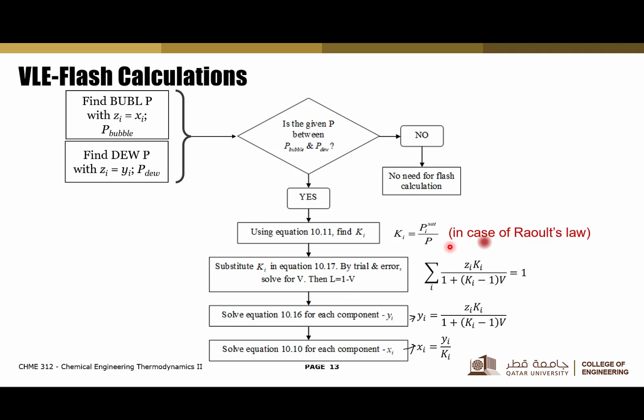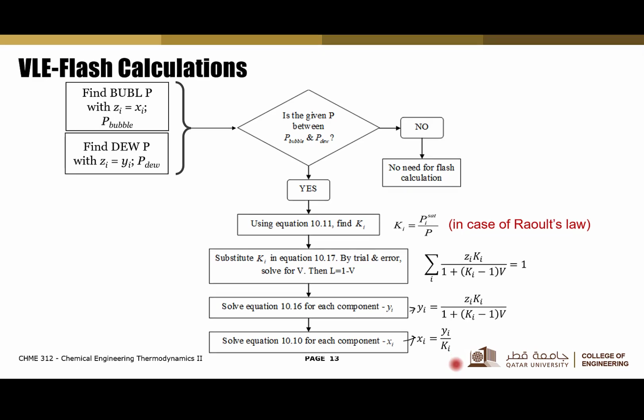Okay? So this expression, again, you have a sum of multiple components, and you're trying to find V, so it's not a straightforward expression to solve for. So you'll have to do some iterations to get the value of V. Or if you use a solver, then obviously you can do that as well. Once you've found V, then using this expression, but for a single component, we can find the mole fractions in the vapor phase, so the Y's. Once I know the Y's, then I can use the ratio of the K to find the X's. Okay? So those are the steps.